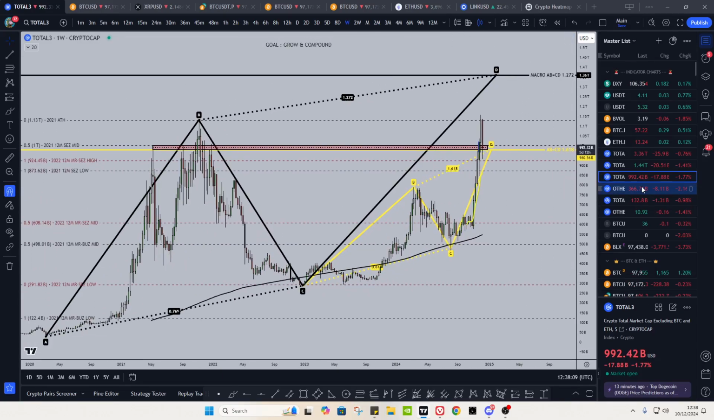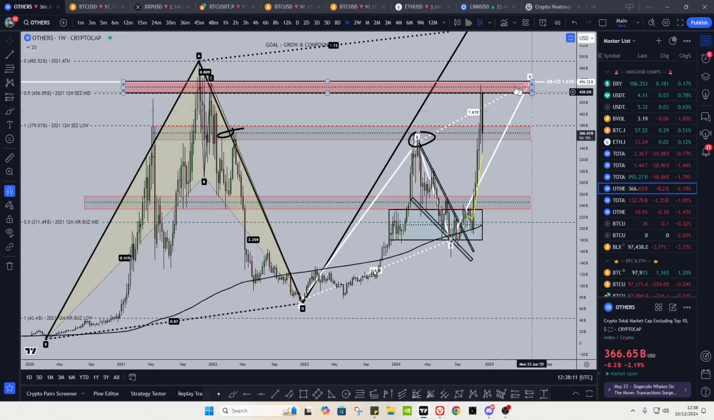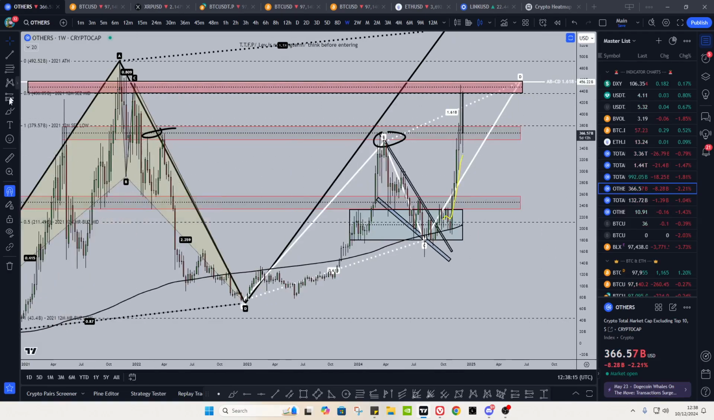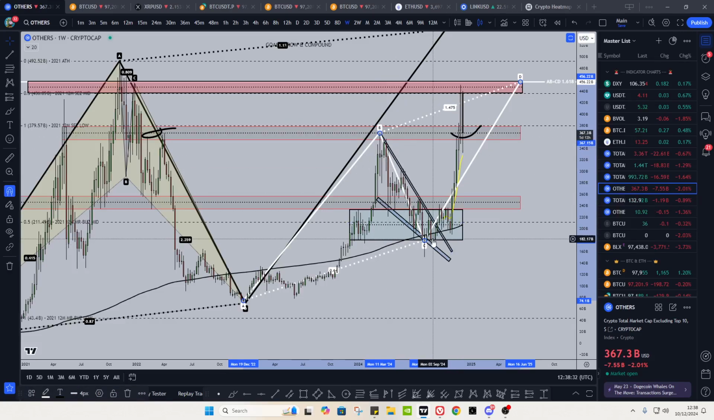Next, we have others. If we look at total others, what did we do? Just about front ran the 1.618 in this case, right? Again, you're currently retesting resistance, your B high right over here. You're retesting that. I just realized I've not put that to a wick. What am I doing? One sec. That should be the high.